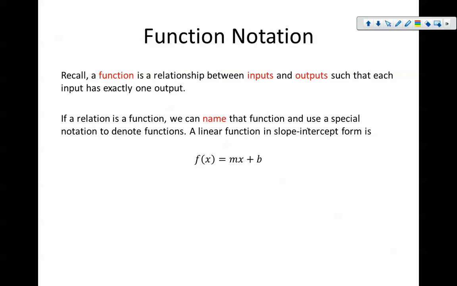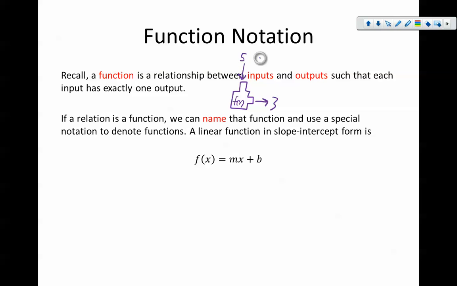So remember, functions. A function is a relationship between inputs and outputs such that each input has exactly one output. Remember, my function is like a machine, right? I put one thing in, like a 5, and I should get one thing out, like a 3. I put a number in, something happens, I get a number out. As long as I put one thing in and I get one thing out, everything's okay.